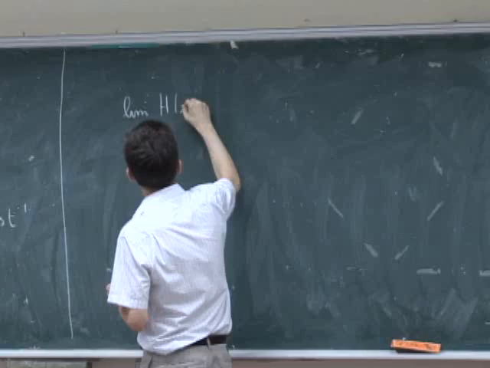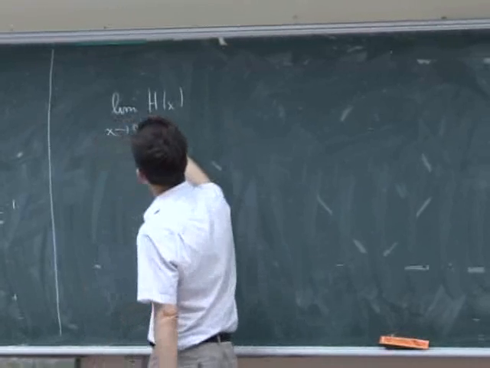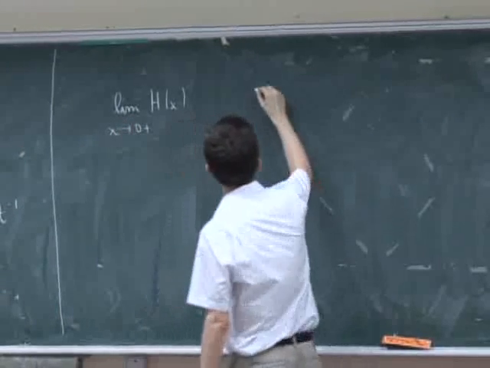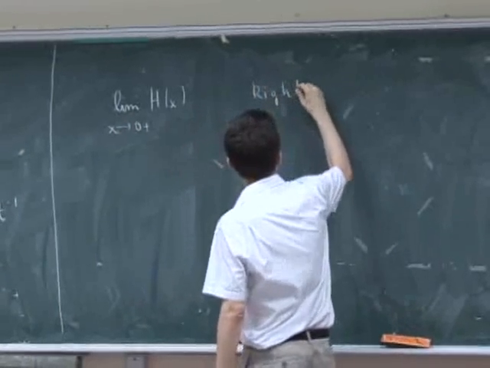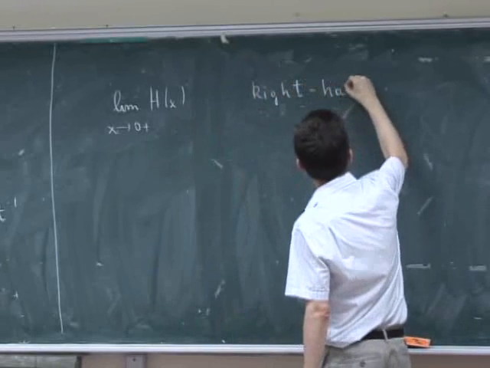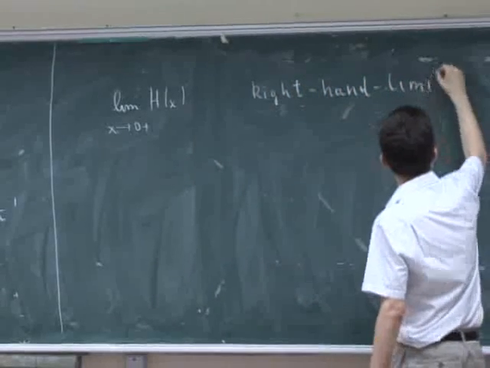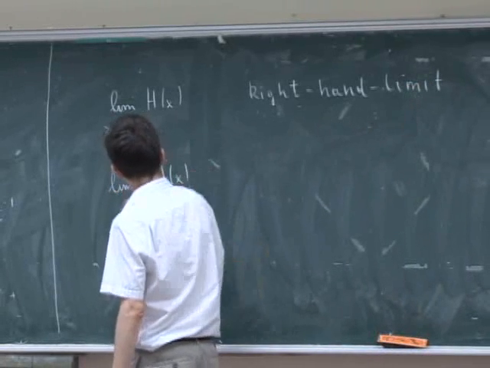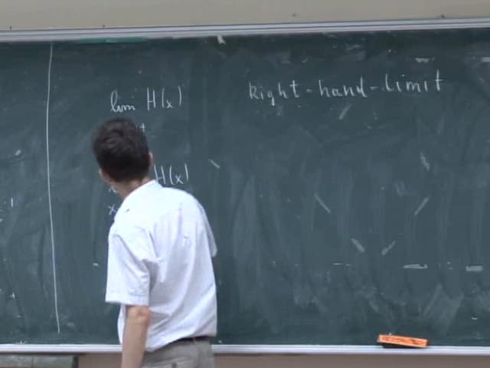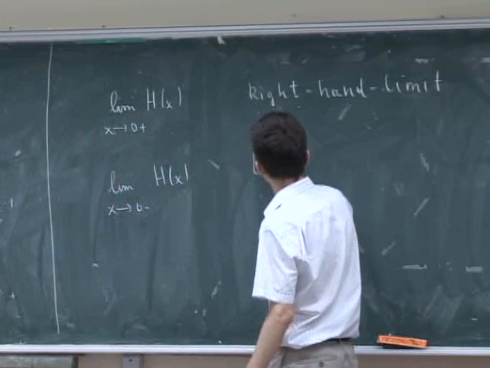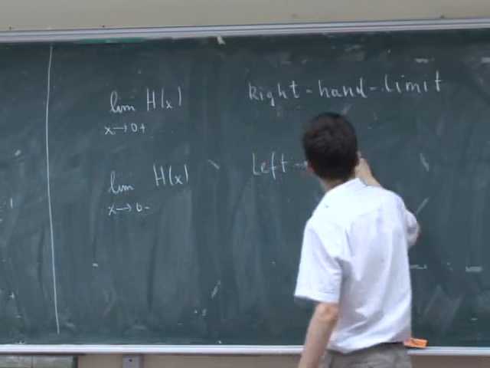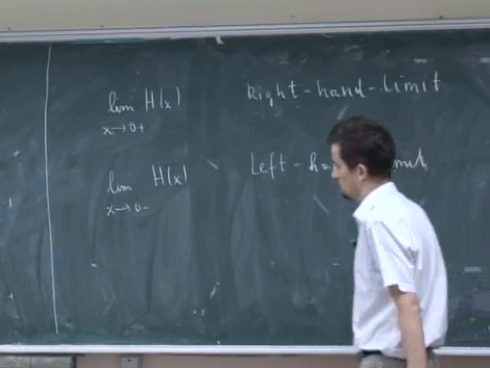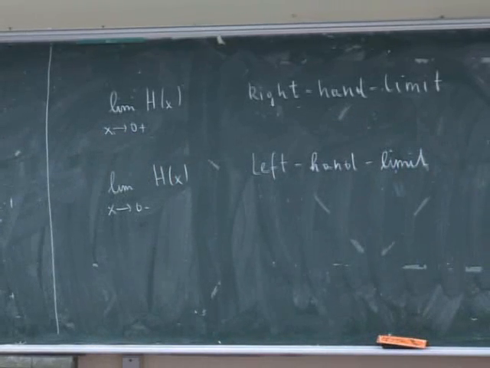For this specific example, we will write x approaches 0. This means here from the right. So x will always stay positive. So this is called the right-hand limit. And if we write a minus, then what we have is the left-hand limit. And you see from this example why this definition.